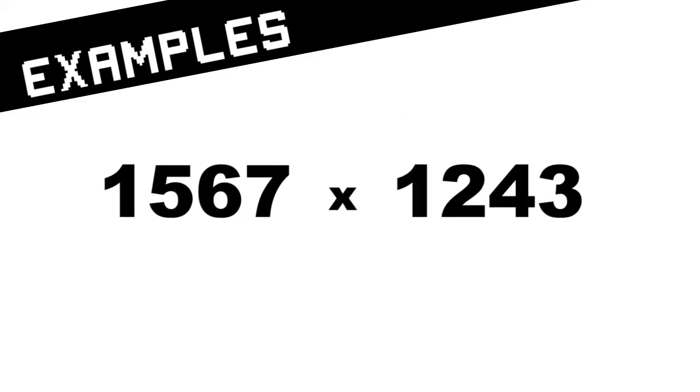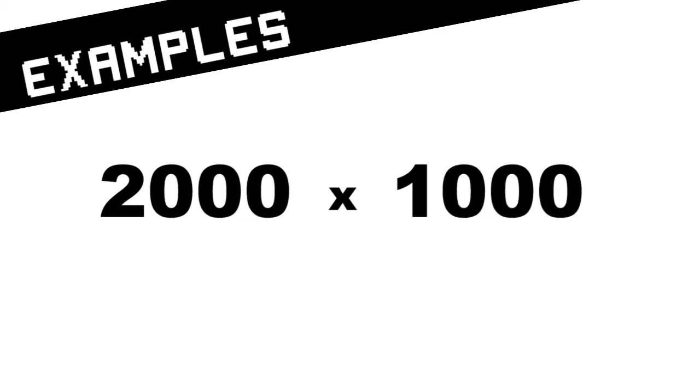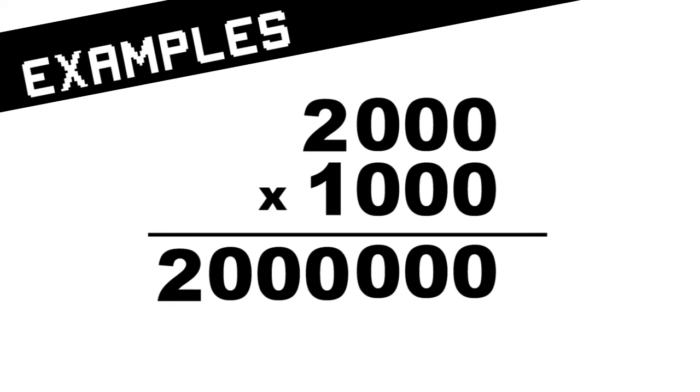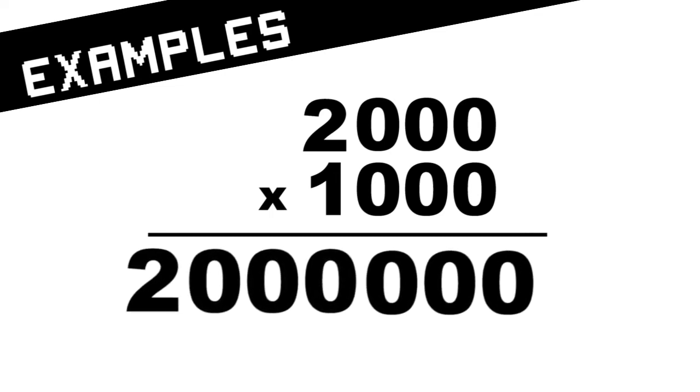Let's have another example. 1,567 times 1,243. Let's say we need to round it off to the highest place value. So, 1,567 becomes, yes, it's 2,000. And 1,243 becomes, yes, it's 1,000. So it will be 2,000 times 1,000. So 2 times 1 equals 2, and drop down all the zeros from the right of the rounded off numbers, so the final answer is 2 million.